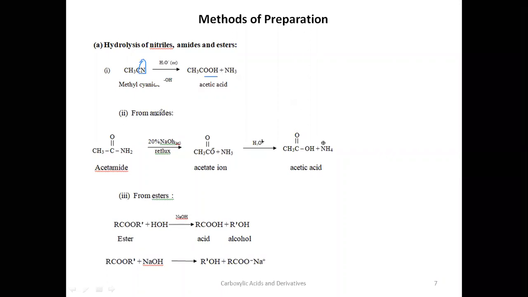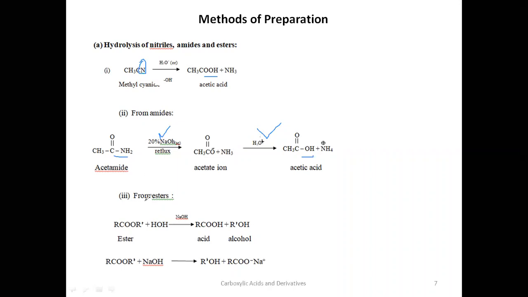And this can also be prepared from amides. Amides means this one, CONH2. When these are heated in the presence of a base, first this has to be heated in the presence of a base. This gets converted into acetate ion. After conversion of this amide group to acetate ion, now when we treat this with acid, this will get converted to acetic acid. So we have to add base, heat it, then followed by acid.